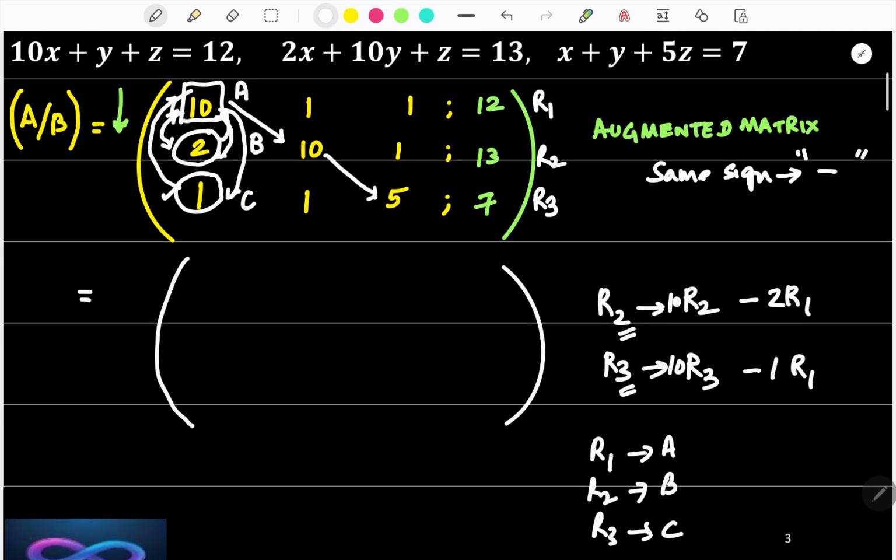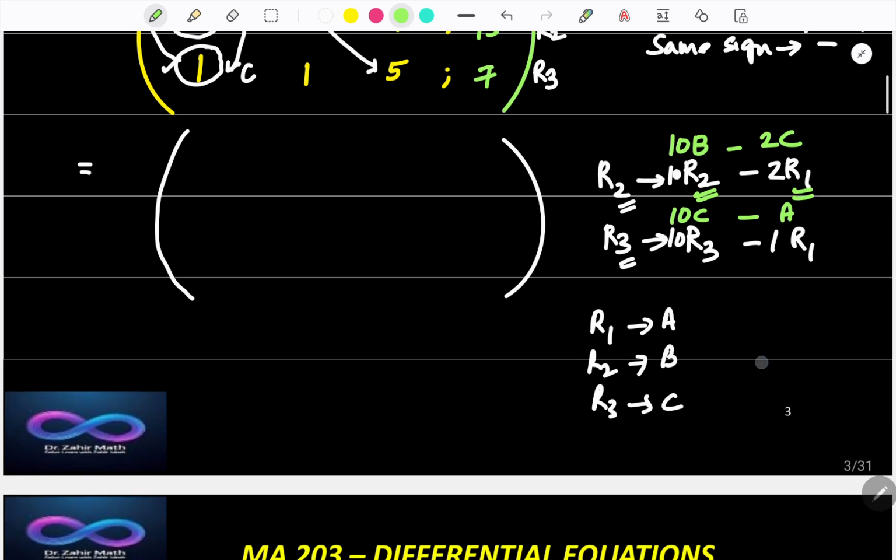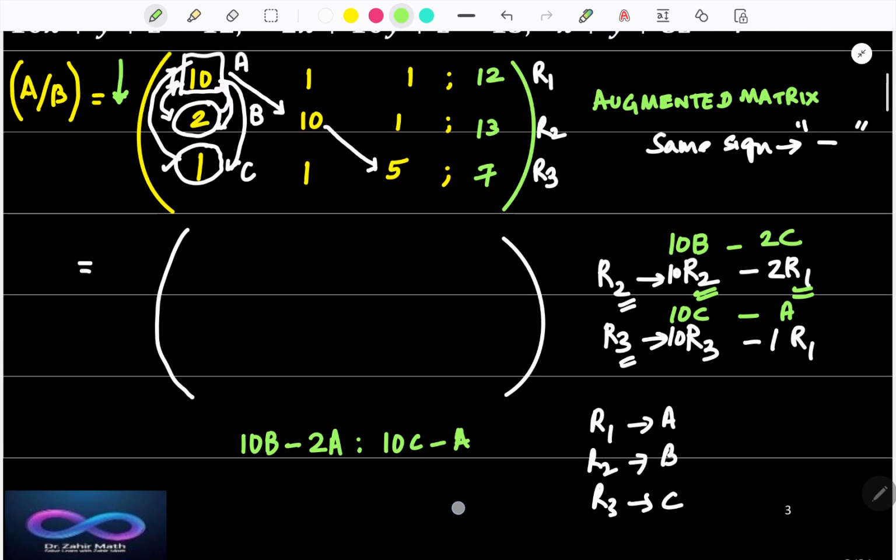So take your calculator, all of you. In the calculator, please write the formula. 10 R2 means B, minus 2 R1 means... C. And this is 10 C minus, and this is A, right? So what you're going to write in the calculator? 10B minus 2A colon and then 10C minus A. This you're going to write in the calculator.